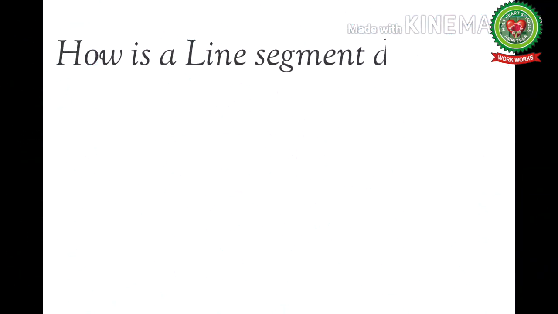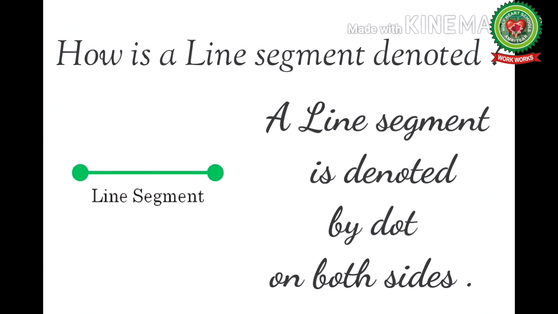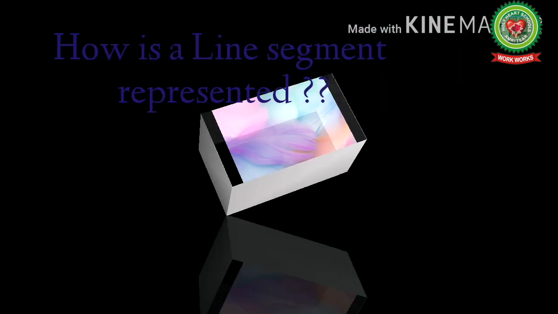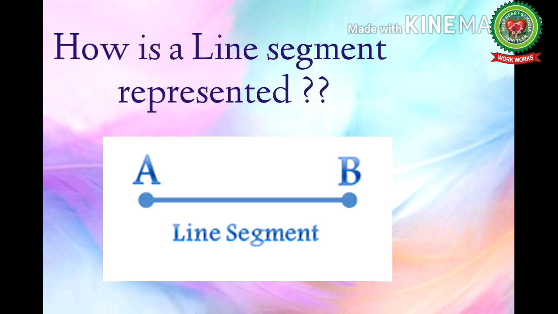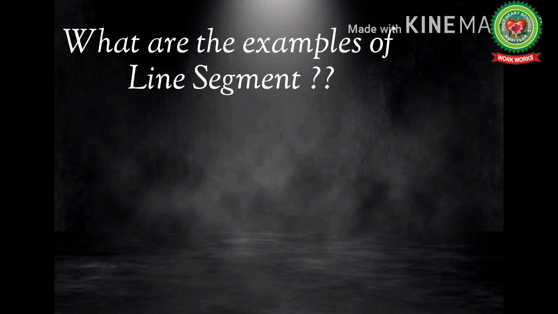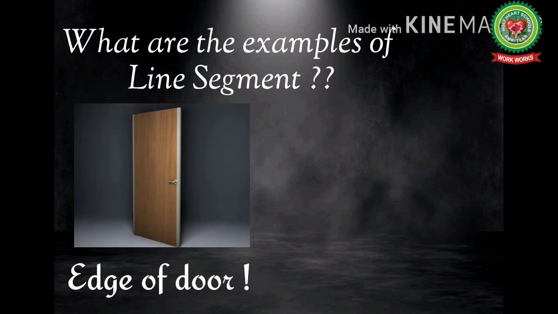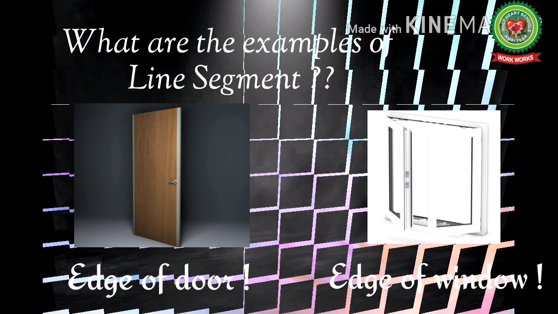How is a line segment denoted? A line segment is denoted by dots on both the sides and it cannot be extended. Next is, how is a line segment represented? Children, line segment is represented as the given figure. You can see we will put dots and write AB. Next is, what are the examples of line segment? As it has the fixed length, edge of door and edge of window can be the example of line segment because they cannot be extended from either side.